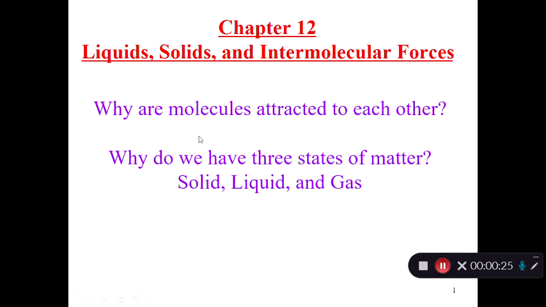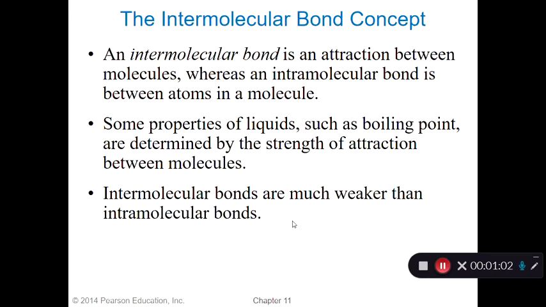So in general, we are going to answer these two questions. Why are the molecules attracted to each other, and why do we have three states of matter in chemistry: solid, liquid, and gas? In physics, we may have more phases or states of matter, but in chemistry, we classify them by these three different states. For example, we are going to know why solids are strong, why water is in the liquid form, and why oxygen and the air are a gas.